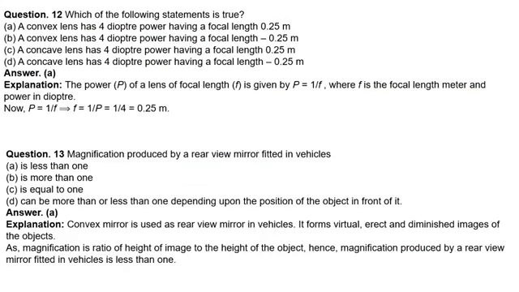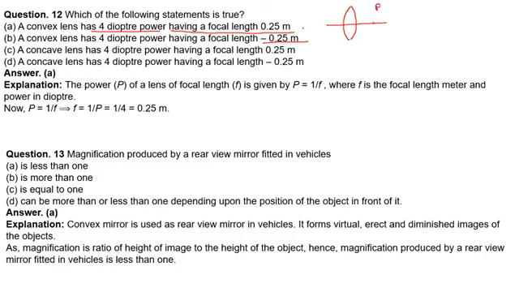Question number 12. Which of the following statements is true? Okay. Here the convex lens has 4 diopter power having a focal length of 0.25 meter. Okay, now convex lens 4 diopter power having a focal length of minus 0.25 meter. Here I want to tell you one thing, children.